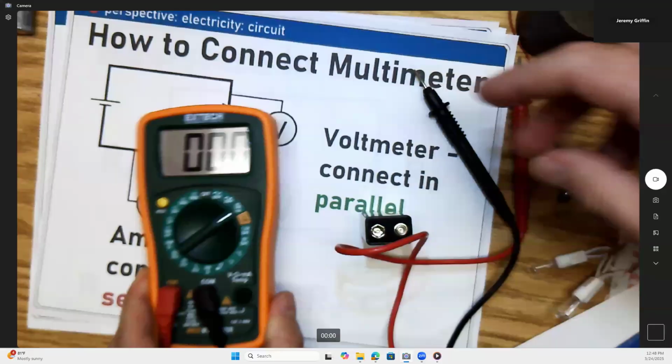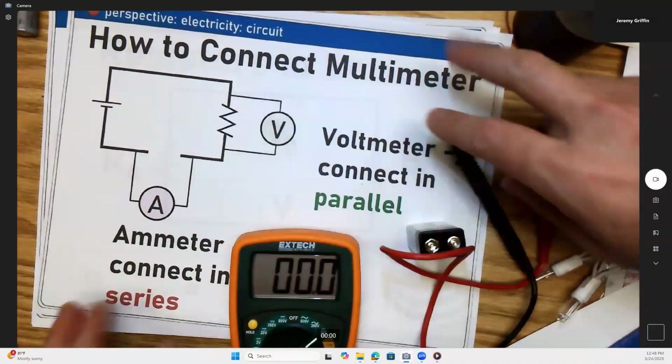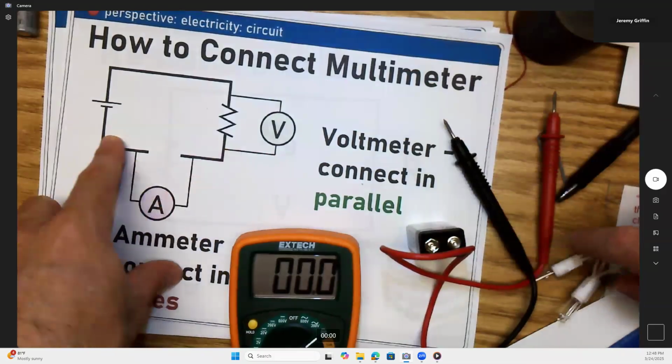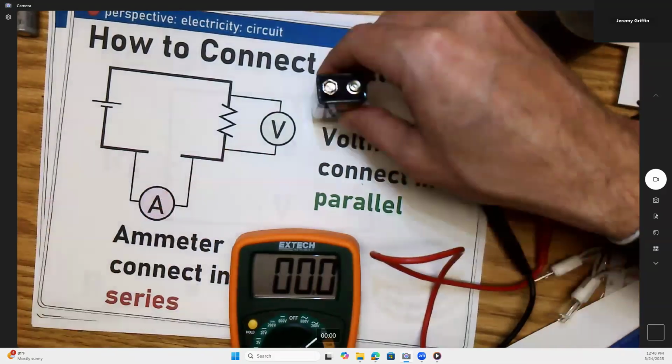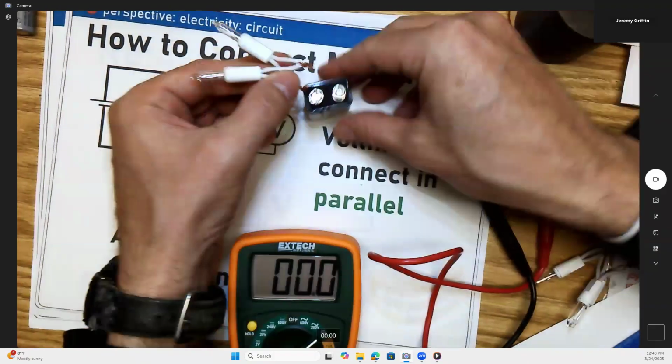Also, I can't connect it in parallel across something like that anymore. I have to open a circuit and force the electricity to flow through. So how can I do that? I'm doing my best here. How about if I connect my Christmas lights?